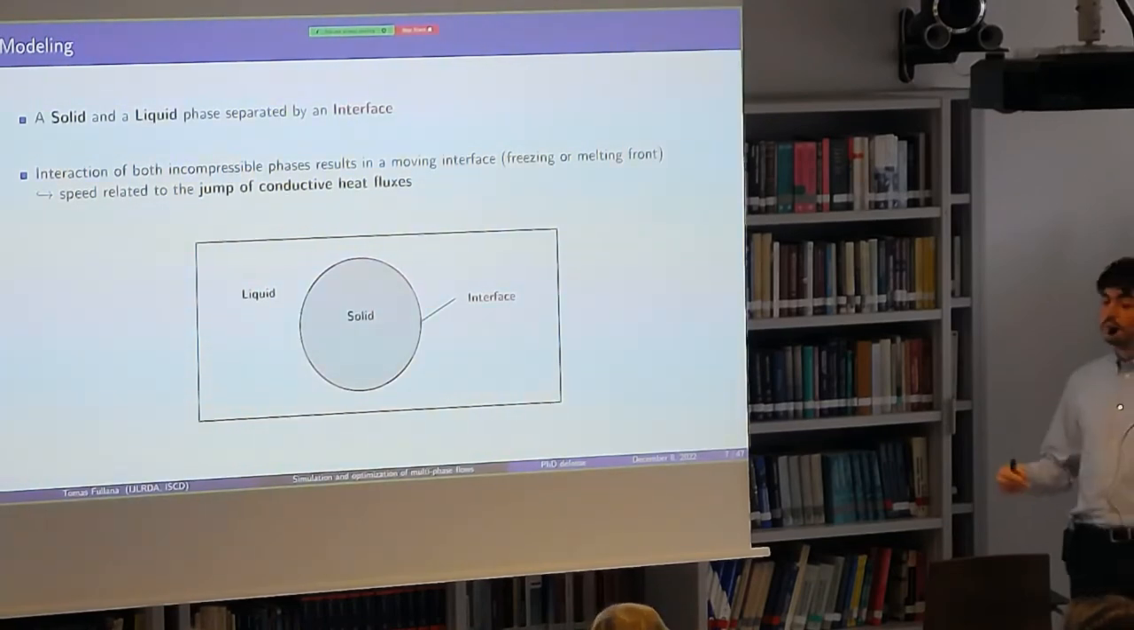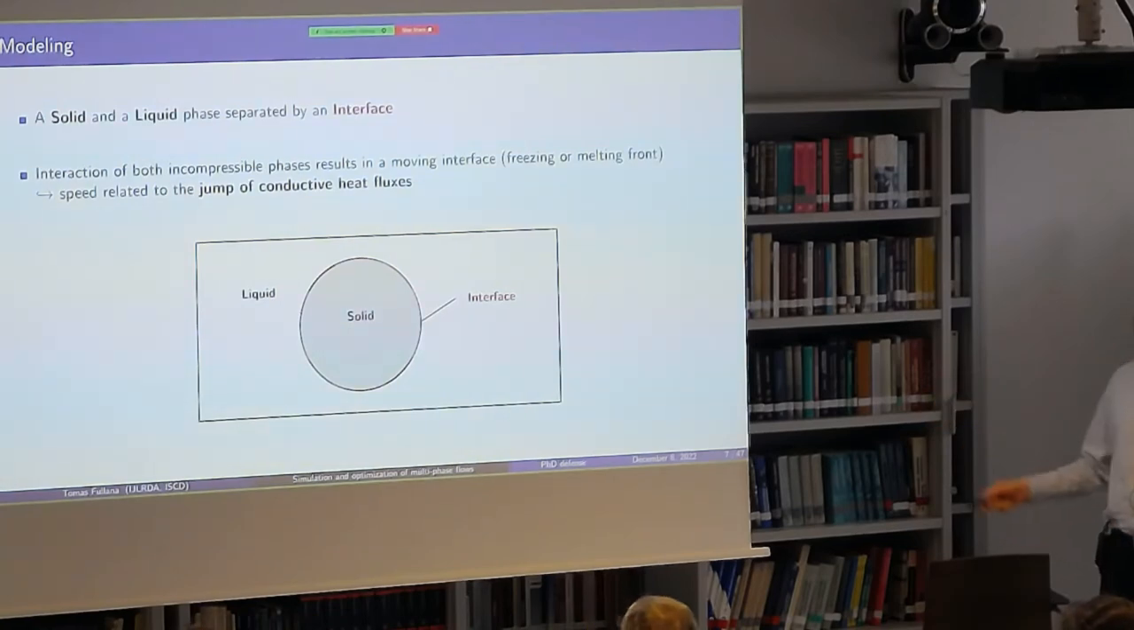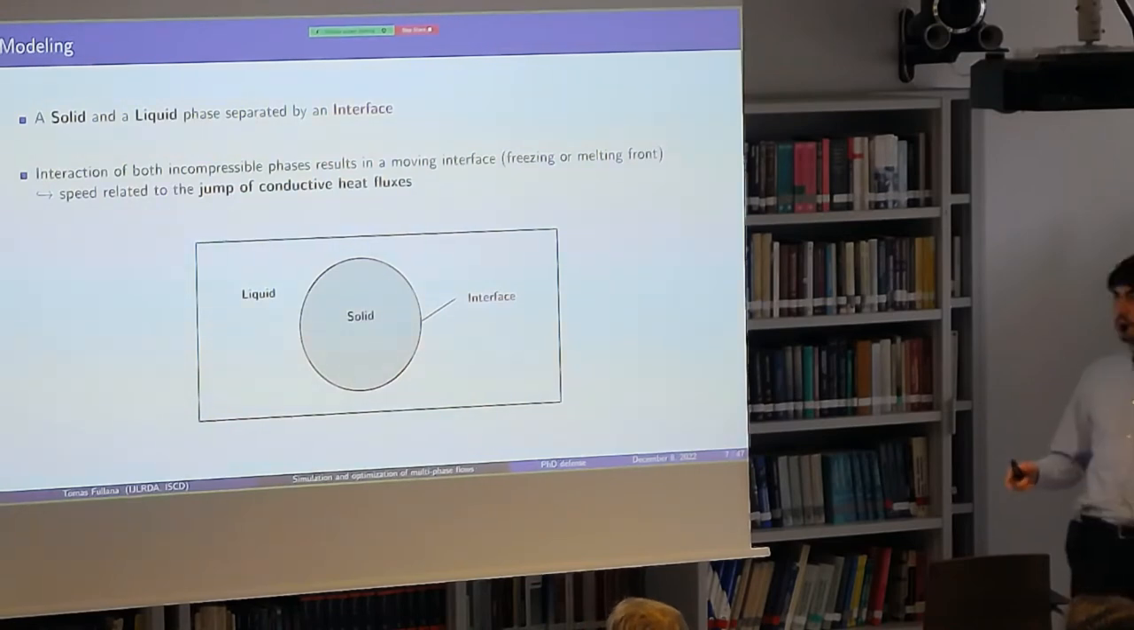And the interaction between both incompressible phases will result in a moving interface. So in this sketch, you can see that we have a liquid phase in white, a solid phase in gray, and the interface in red that distinguishes both phases. The speed of the interface will be related to the jump of conductive heat fluxes, and we will discuss this later.